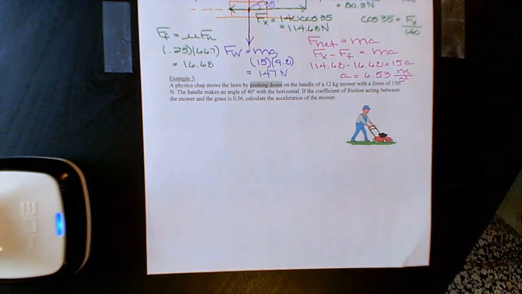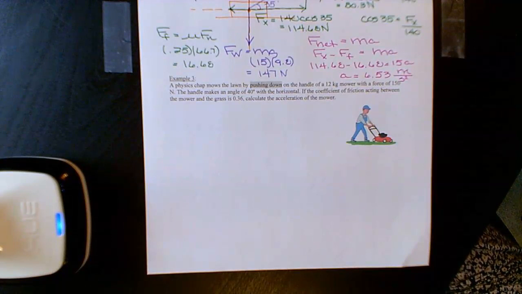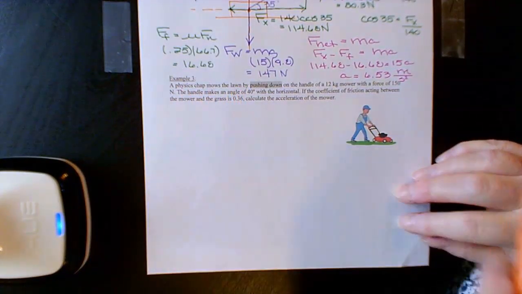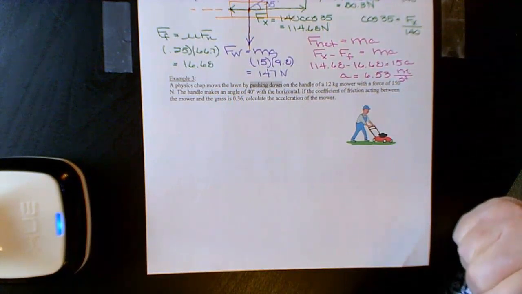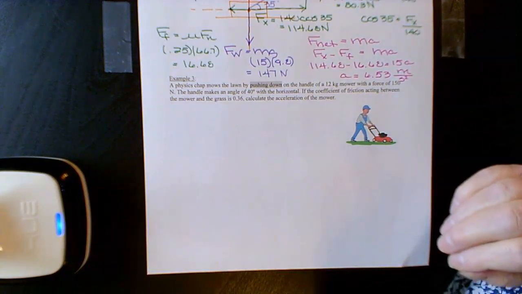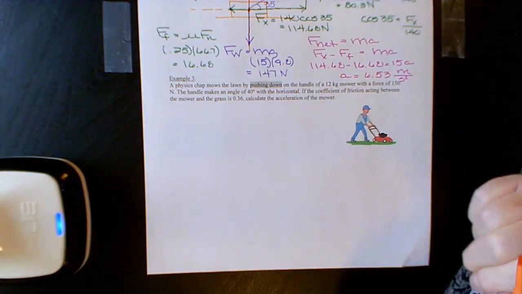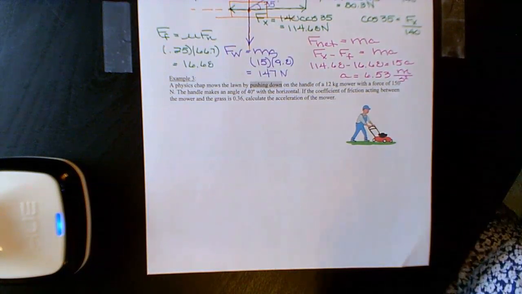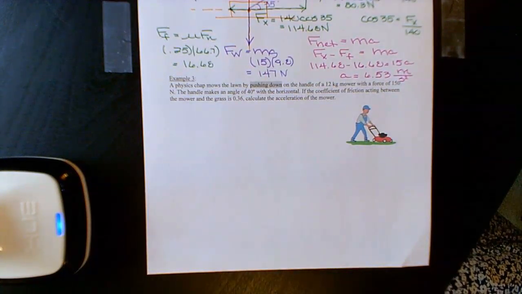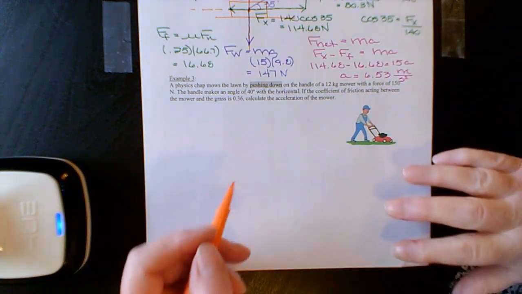So this time we have somebody who is mowing their lawn. A physics chap mows the lawn by pushing down on the handle of a 12-kilogram mower with a force of 150 newtons. The handle makes an angle of 40 degrees with the horizontal. If the coefficient of friction acting between the mower and the grass is 0.36, calculate the acceleration of the mower.